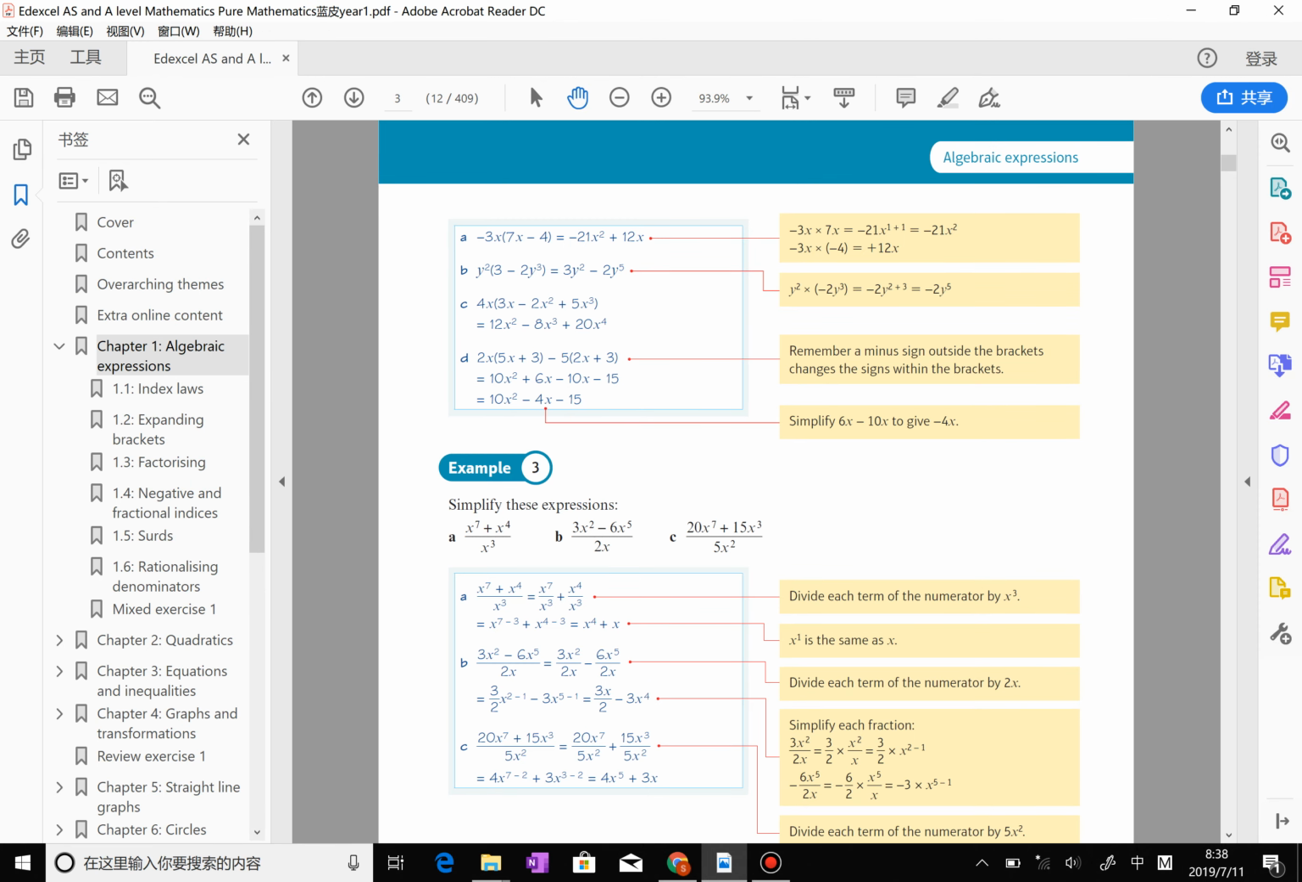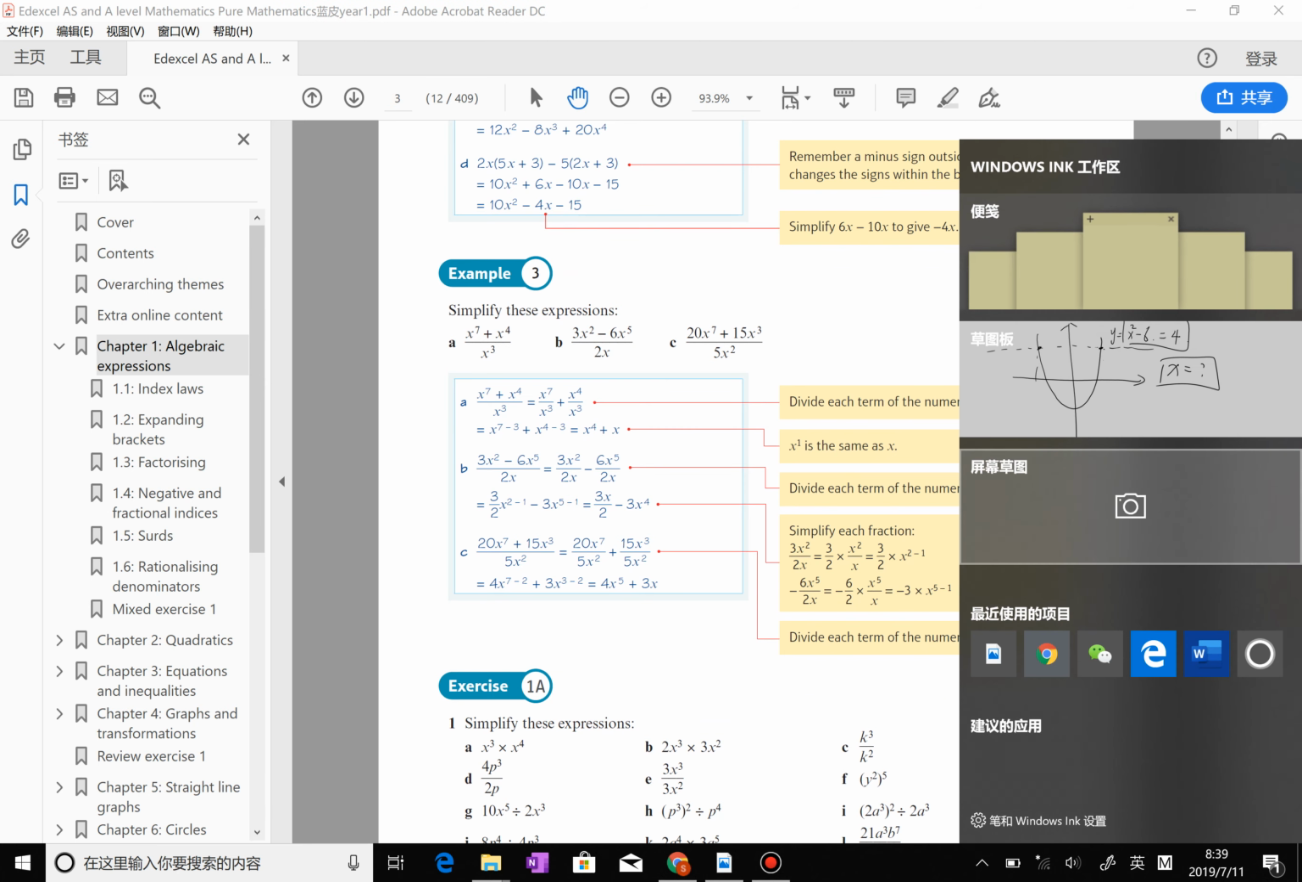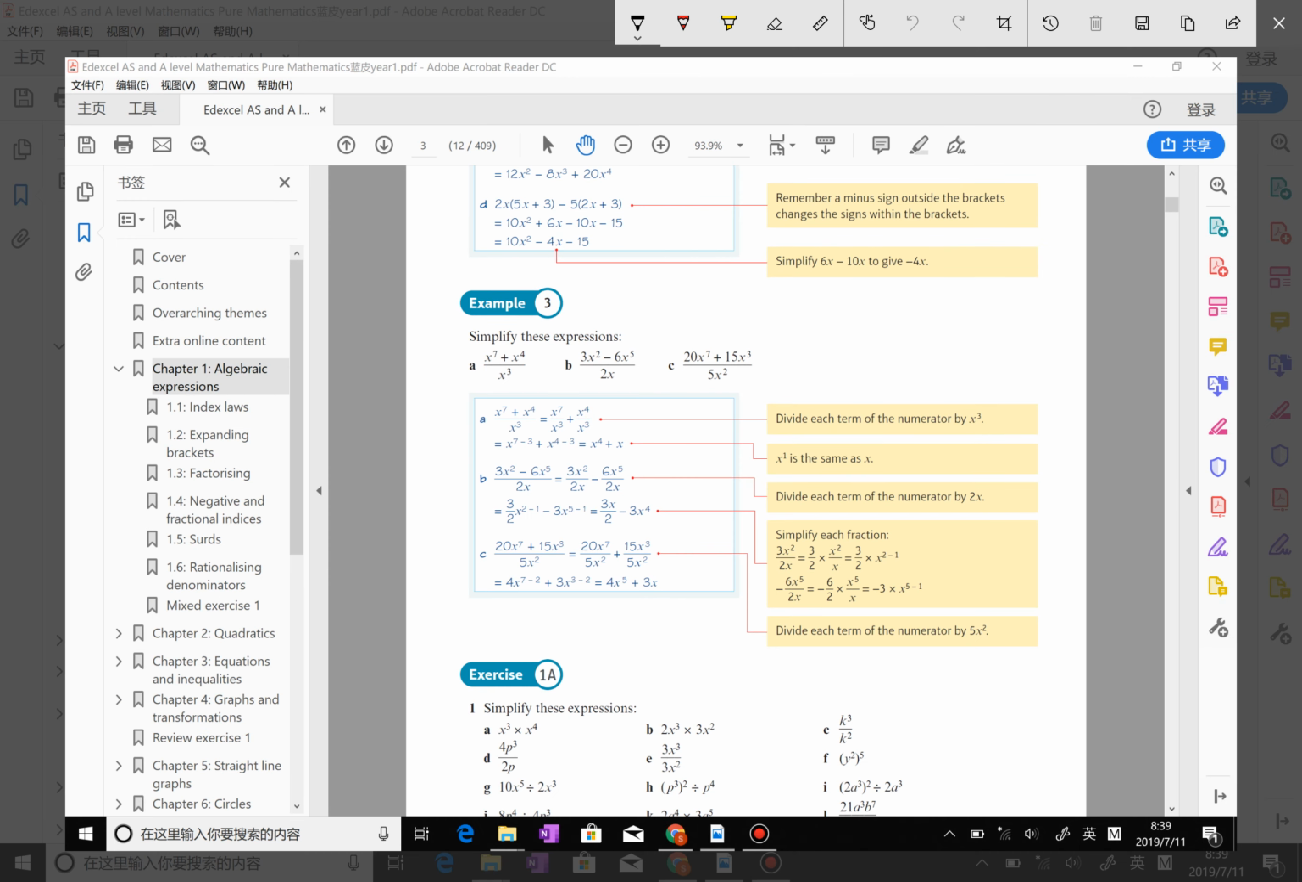Okay, let's look at example 3. So you have x to the power of 7 plus x to the power of 4, then divided by x cubed. So how do we do this? For this type of question, we should take the numerator in two parts. Okay, so I'm going to show you.